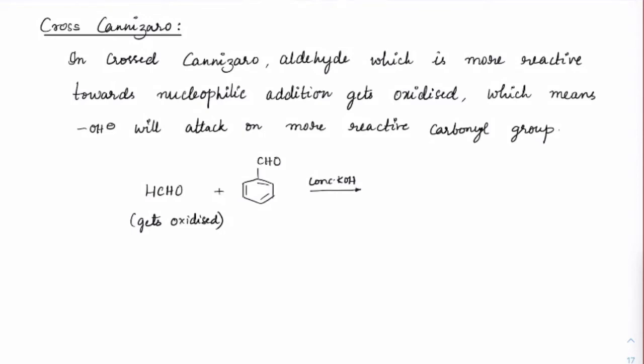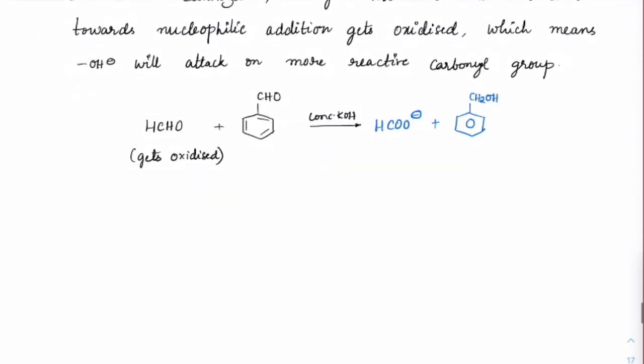So which means, what is the product we can expect? You expect this as HCOO minus plus CH2OH. Okay. So let's see the mechanism.